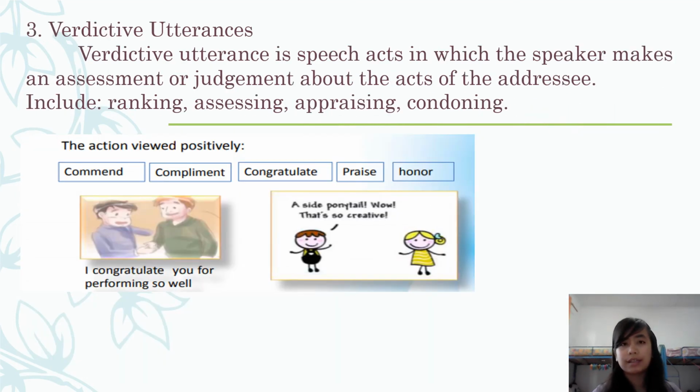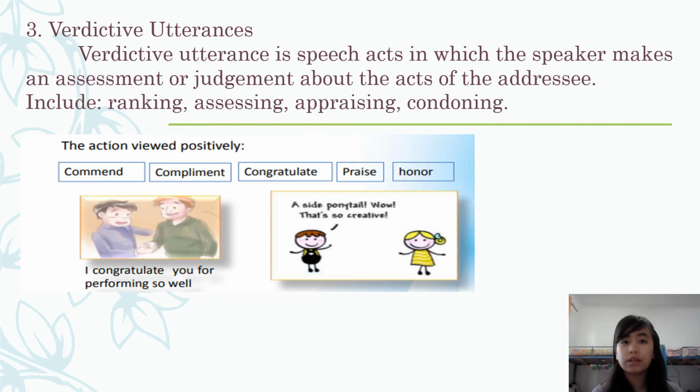Then the third one, predictive utterances. Predictive utterances are speech acts in which the speaker makes an assessment or judgment about the acts of the addressee, including ranking, assessing, appraising, and condoning. The action is viewed positively, like command, compliment, congratulate, praise, and honor. For example, I congratulate you for performing so well. The second one, a side ponytail. Wow, that's so creative.